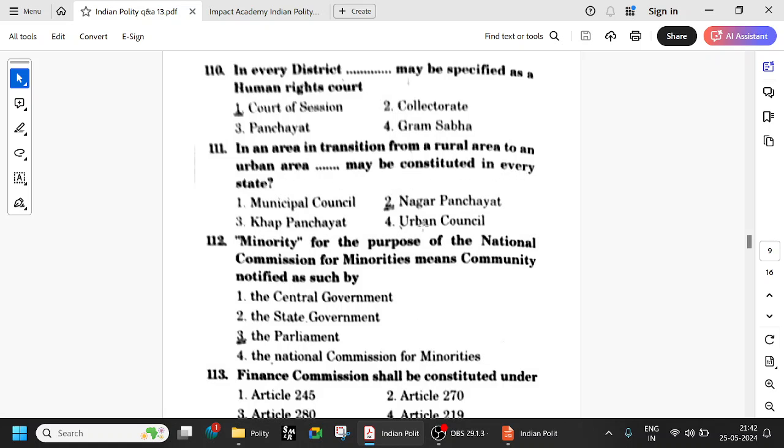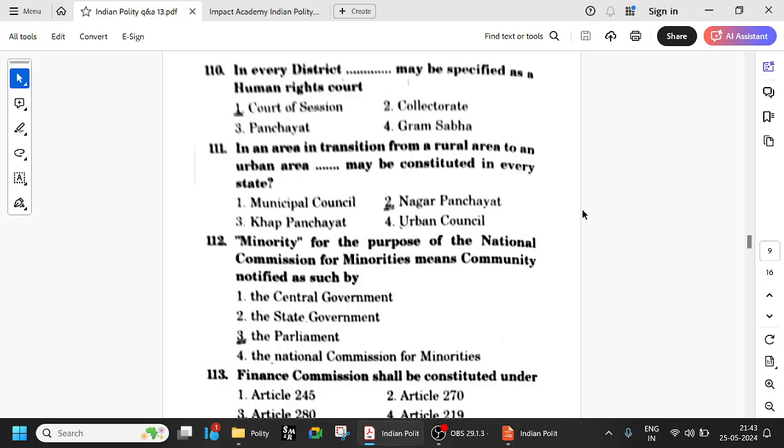Okay. So in an area in transition from a rural area to an urban area, dash may be constituted in every state. So see, Nagar Panchayats basically. Gram Panchayats are at village level. And then municipal council and municipal corporation. If it is a big city, like say Vishakhapatnam, for example, big cities will get a municipal corporation. Next, urban areas, not cities but urban areas, you'll have municipal councils, and these areas which are in transition from a rural area to urban area. So if it is a rural area and slowly becoming an urban area, then that will have Nagar Panchayats.